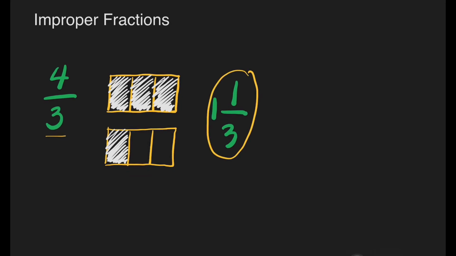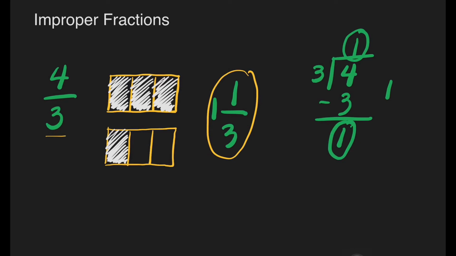Let's move on to our shortcut, which is to just divide the numerator by its denominator. So let's have it. 4 divided by 3. How many 3's are there in 4? That's 1. 1 times 3 is equal to 3. 4 minus 3 is equal to 1. The quotient will be our whole number. The remainder will become the numerator, and the divisor will become the denominator. So that's it. We have 1 and 1/3.